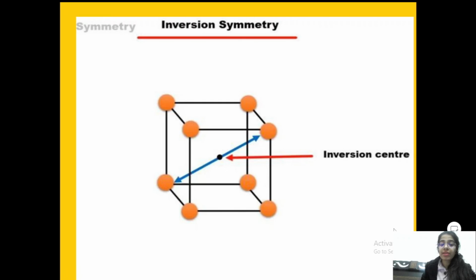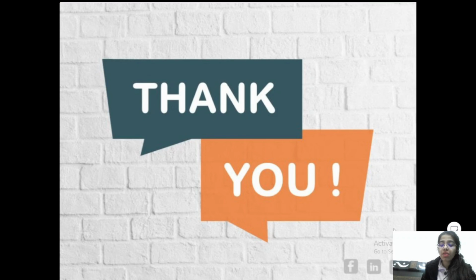Next one and last one is inversion symmetry. In inversion symmetry, there are many similarities between reflection symmetry and inversion symmetry, but the only difference is that in reflection symmetry the reflection is through the plane, whereas in inversion symmetry it is through the point. So that's all about this topic.